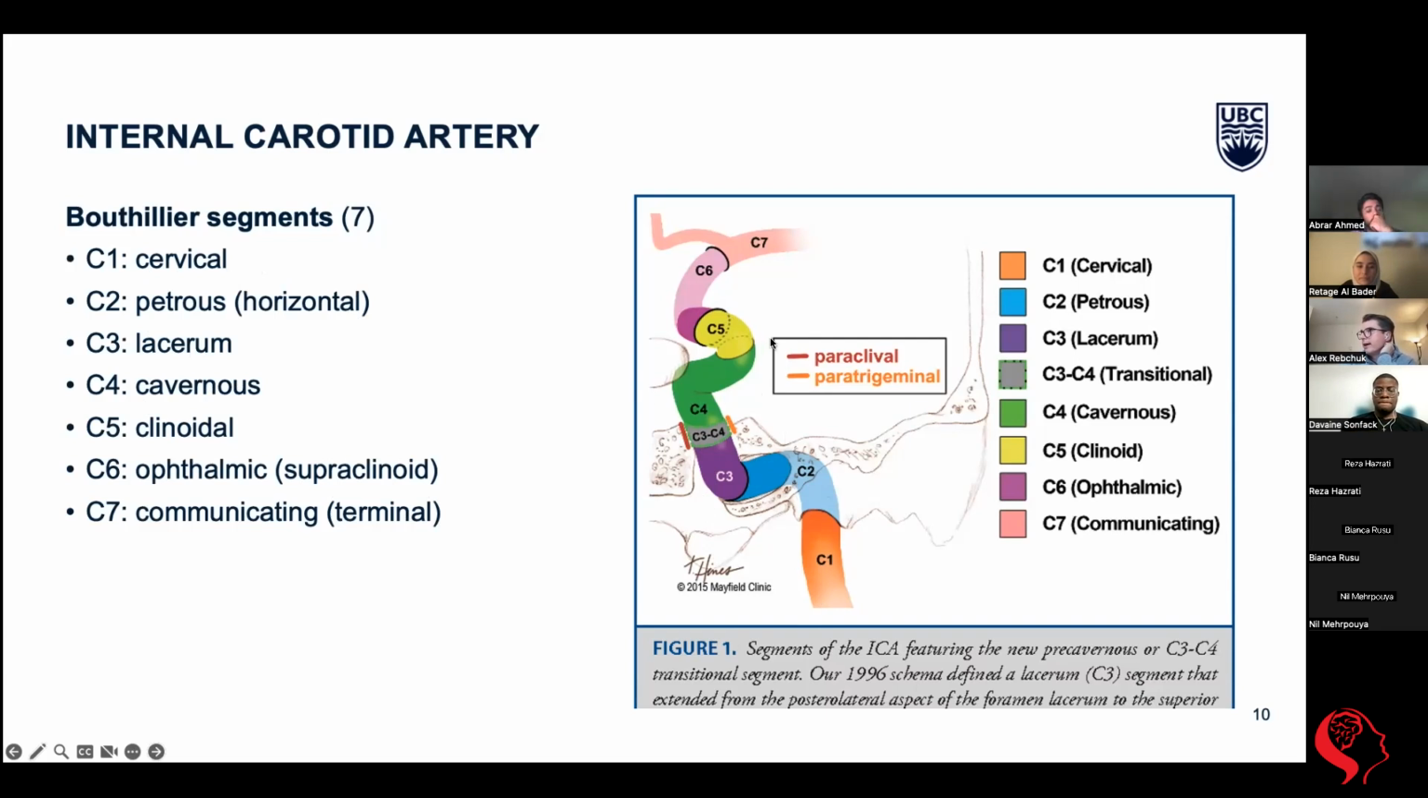Clinoidal, so the anterior clinoid is what it runs around. Again, named for the relevant anatomy. The ophthalmic segment or the supraclinoid segment, and that comes up to the communicating or terminal segment. So if you haven't heard of these, it's called the Bouthillier classification, and this is a bit more descriptive and, within neurovascular or cerebrovascular neurosurgery, the more commonly used segments.